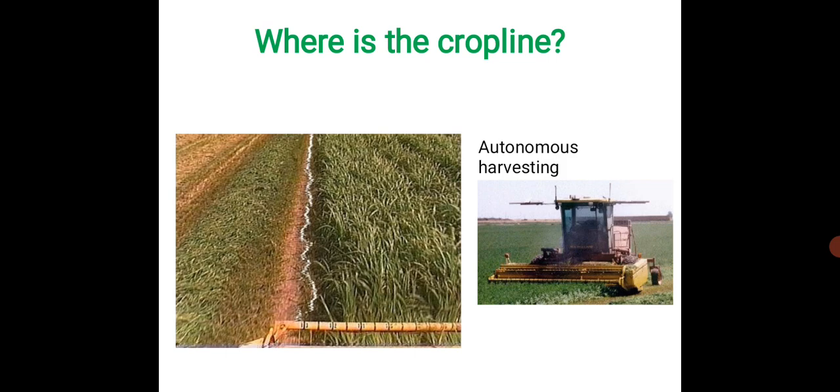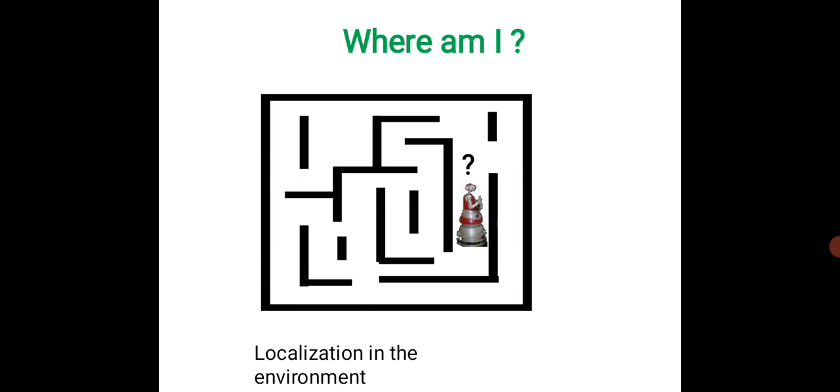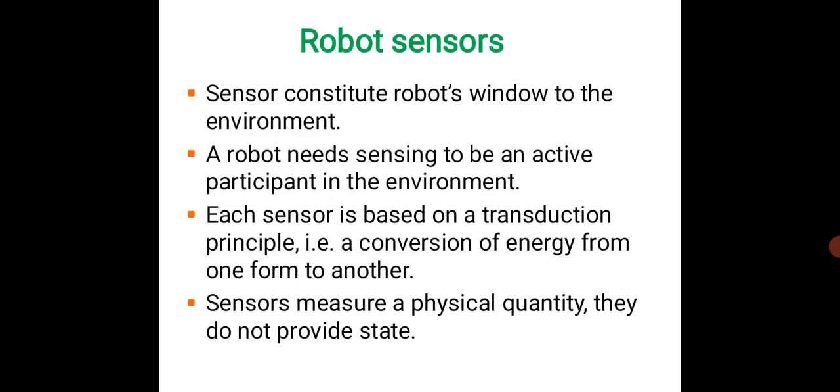Seeing this picture, you could see a crop line over here, where the sensor would detect the edges, used in autonomous harvesting. Similarly, in a maze, I need to spot where I am in an environment. In that case also, the sensor will be used to detect the path which is open or closed. And robot sensors constitute the robot's window to the environment.